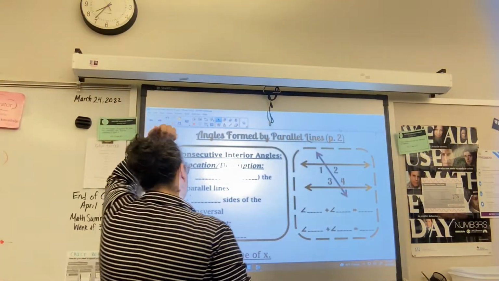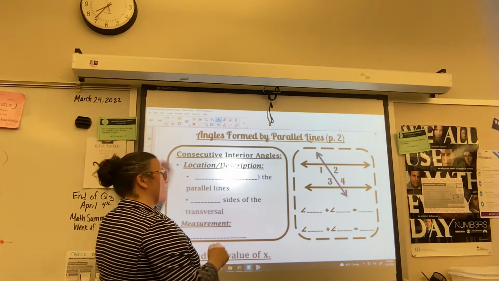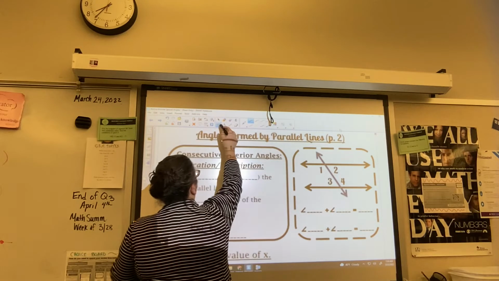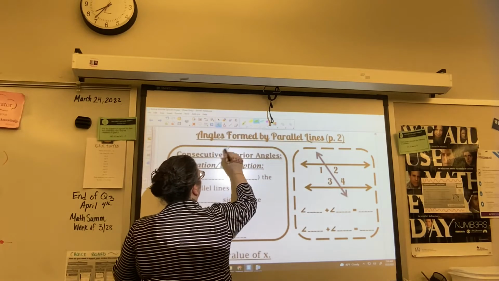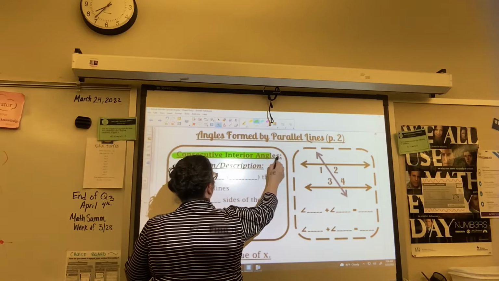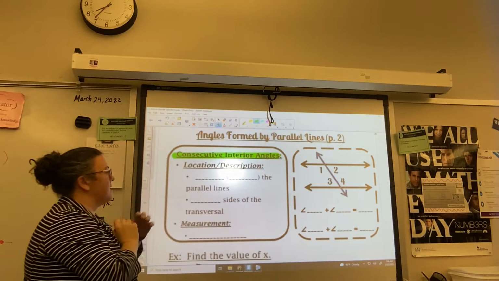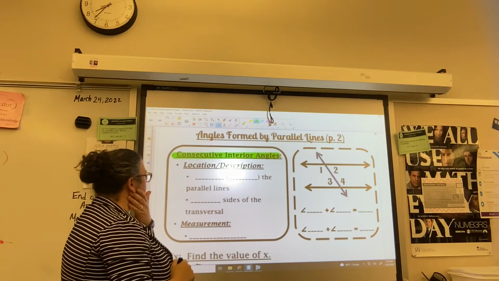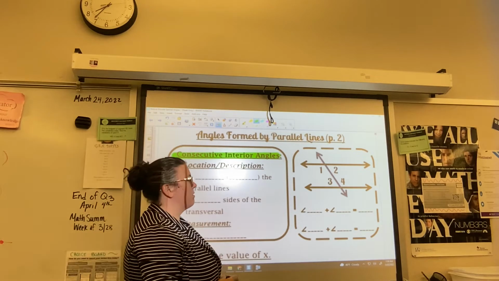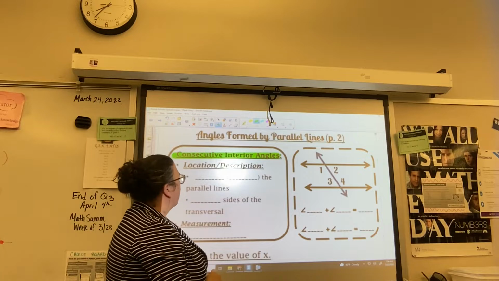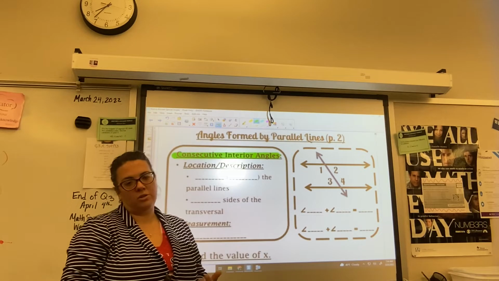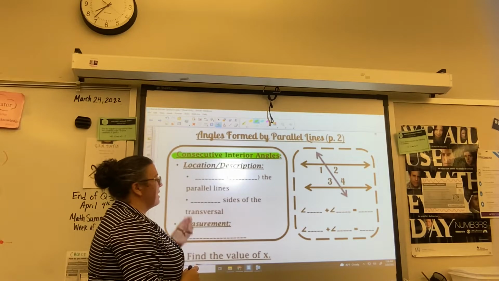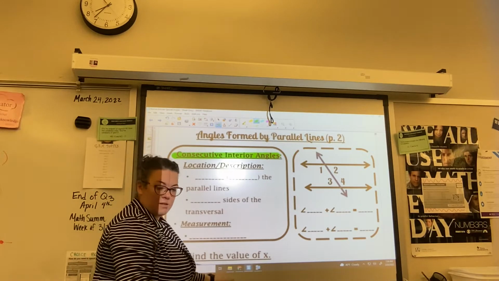All right, so looking at page 2, the angles that we form using parallel lines, we're going to be looking at the consecutive interior angles. So the word consecutive in this case means in a row. So we're looking at angles in a row that are also interior angles. So consecutive numbers are like 1, 2, 3. So like whole numbers in a row would be consecutive numbers. Interior again means between parallel lines.